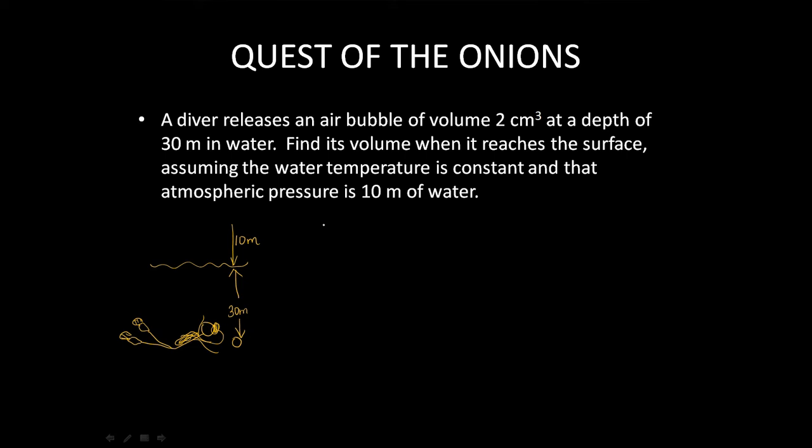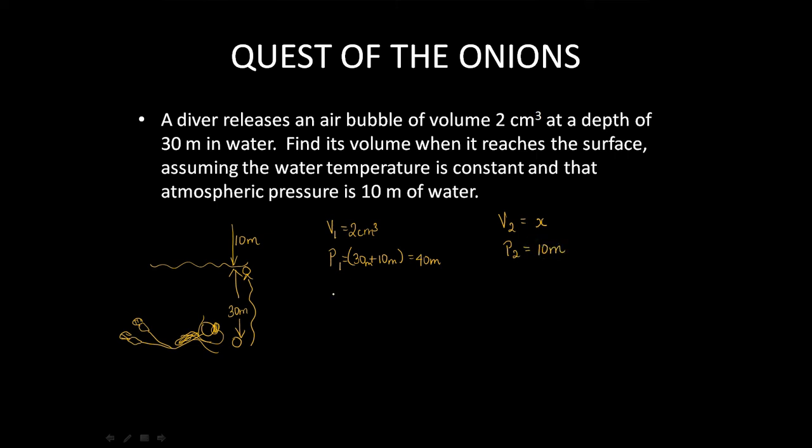So if we write down everything we have, V1 equals 2 centimeters cubed at a depth. So the pressure P1 is 30 plus 10 meters, which gives us 40. Remember, pressure can be measured in distance or length, so you could use meters. Then we have V2, that's what we're looking for, and then we have P2. By the time the bubble reaches the surface, only atmospheric pressure is acting on it, so it will be 10 meters.